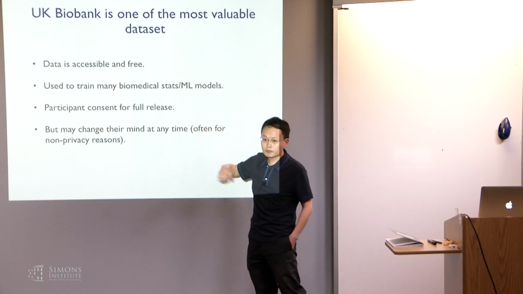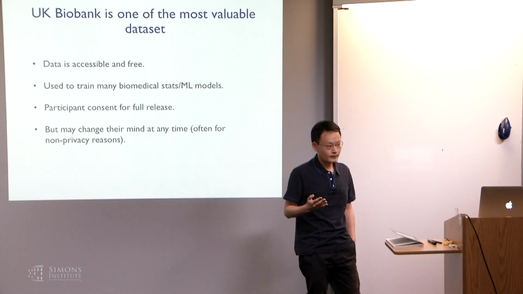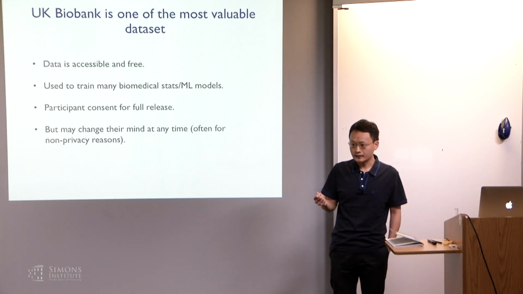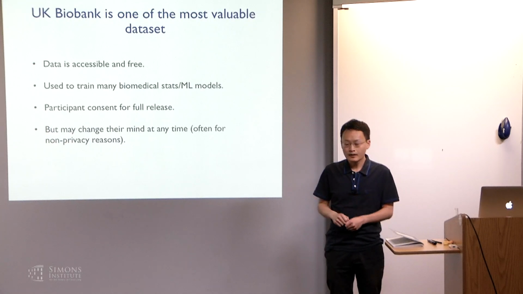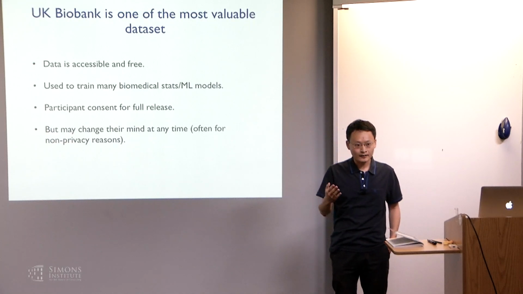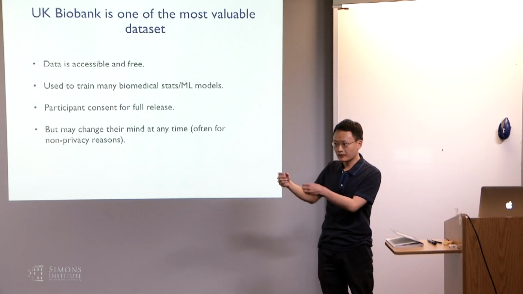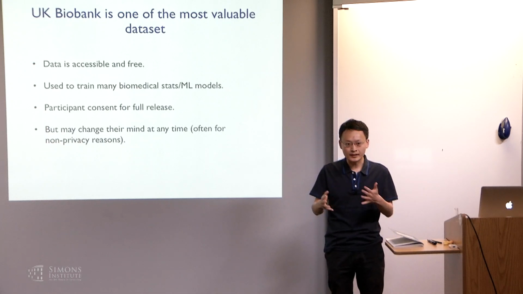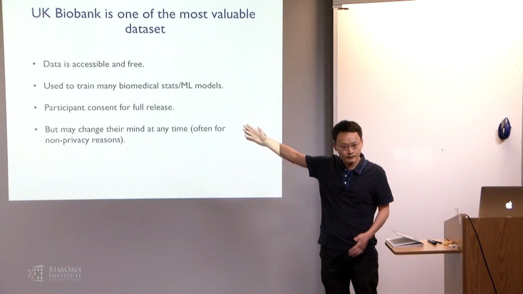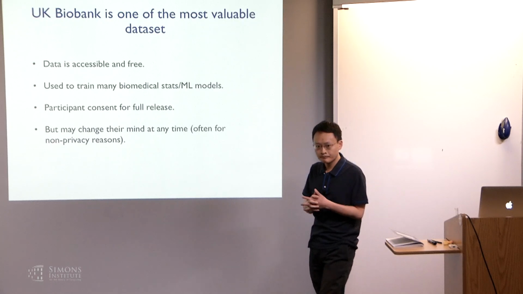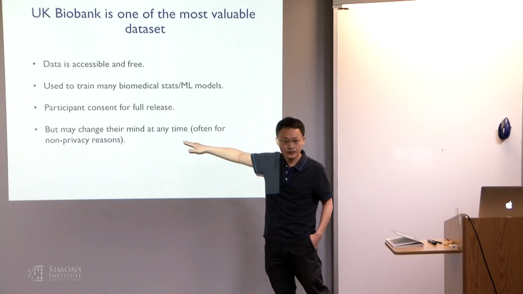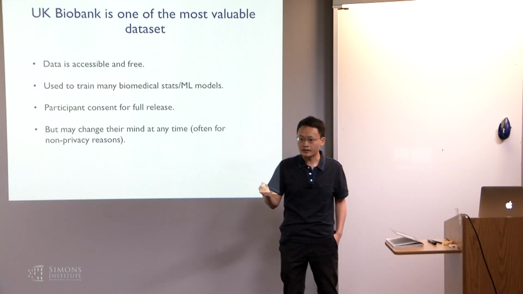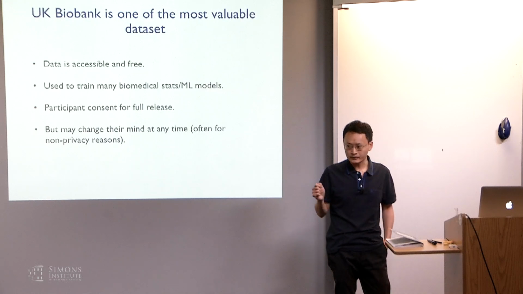It's important to note that the 500,000 people who participated in the study gave their full consent for the full data set to be released. They said, okay, let's release the whole data set without adding noise. If you really want to attack the data, because you have the genotypes and all the lifestyle and behavioral information, I'm sure you could easily identify the individuals. But the individuals, given that knowledge, said, okay, I will still give the consent. However, individuals can at any time change their mind for any reason, both privacy and non-privacy reasons, to say, I don't want my data to be used anymore. So take it out from your models.